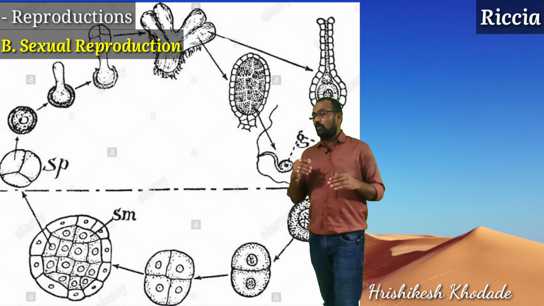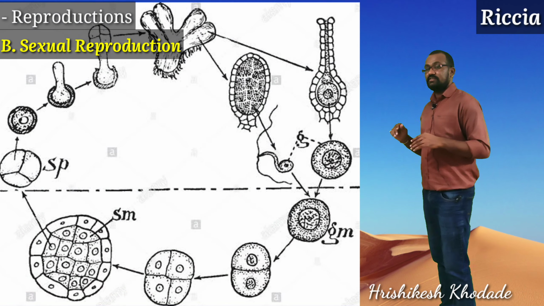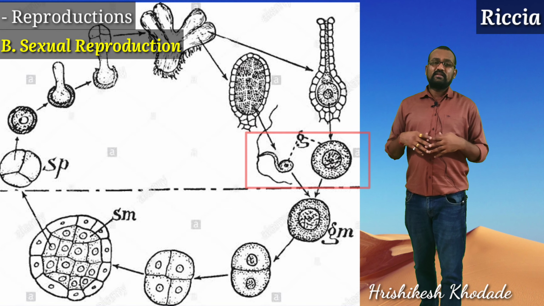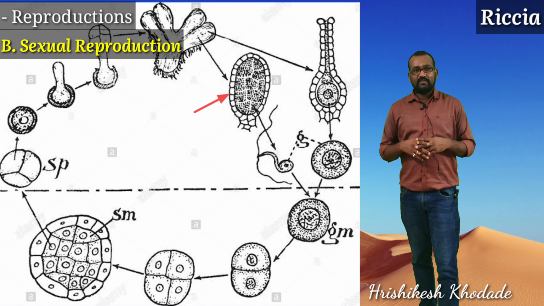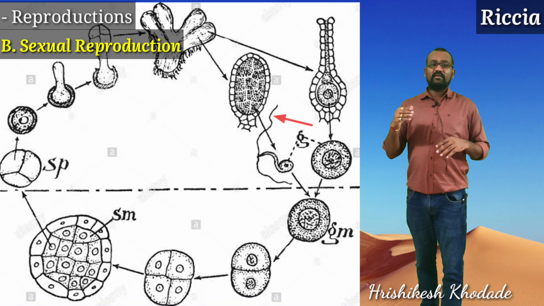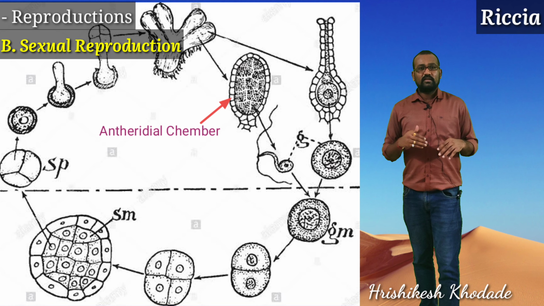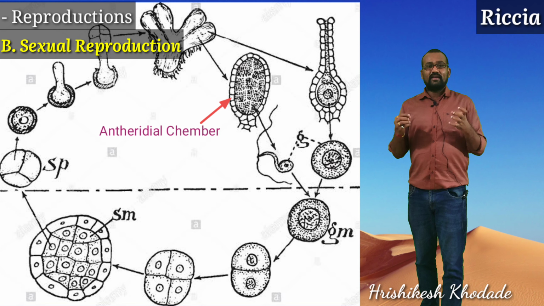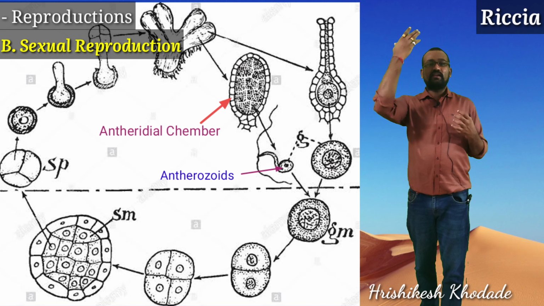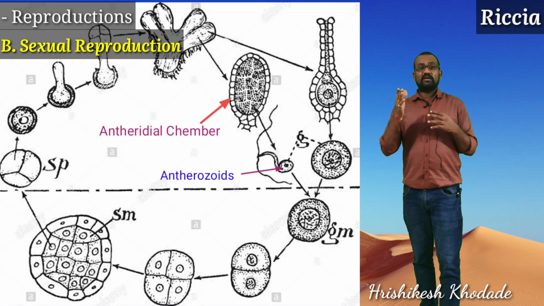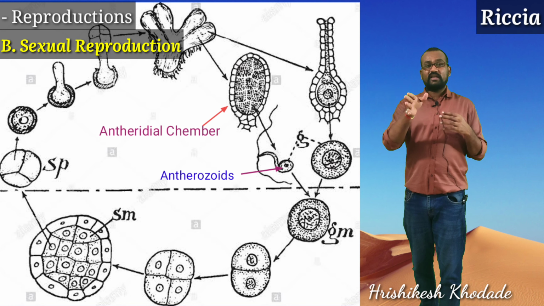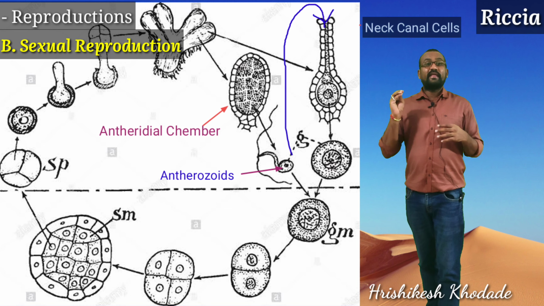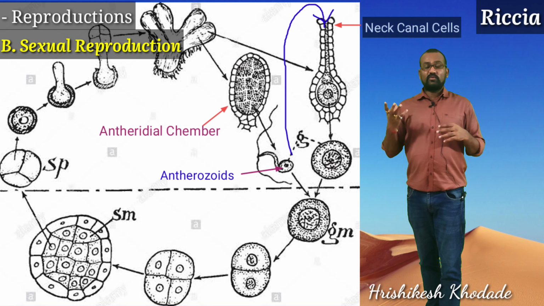So we are talking here about the fertilization point in Riccia. In fertilization, we know very well, when two gametes unite, it is known as fertilization. When the antheridial chamber comes in contact with water, it starts to dissolve by swelling of the cells and ruptures, and anthrozoids are released into the water. Anthrozoids have 2 flagella. They swim in the water and reach the neck canal cell of the archegonium.